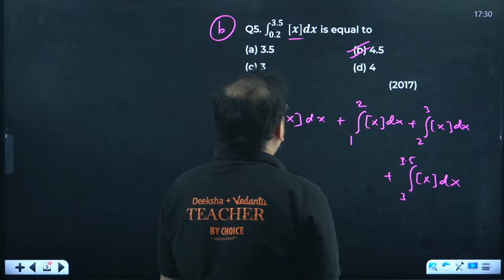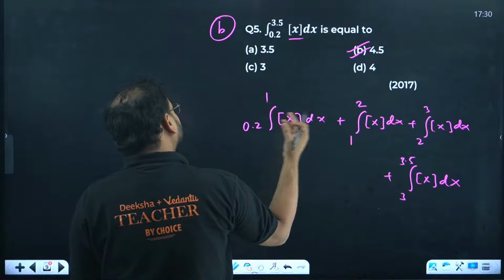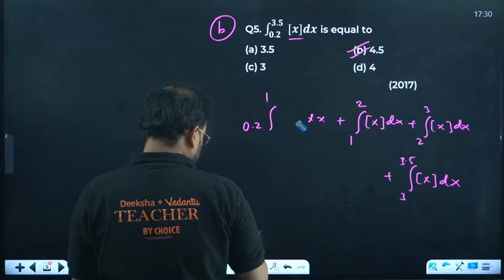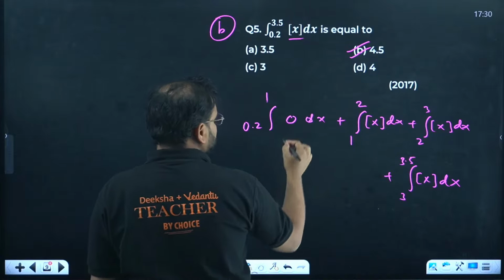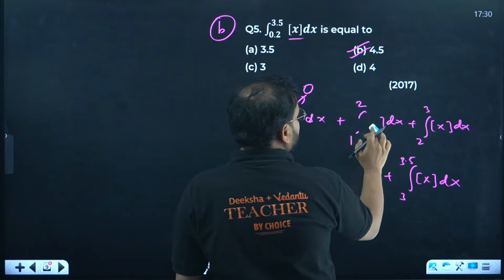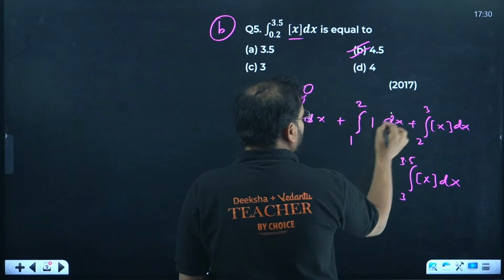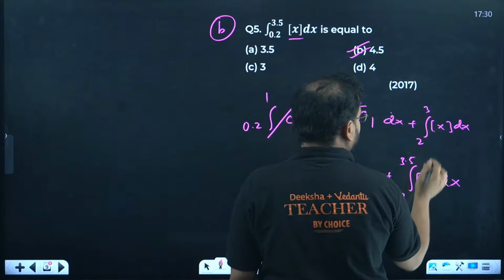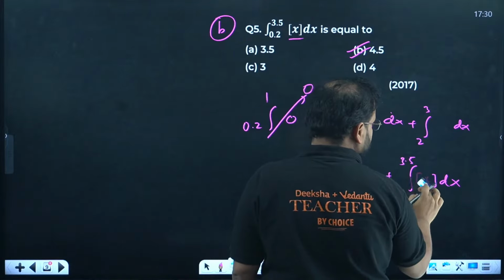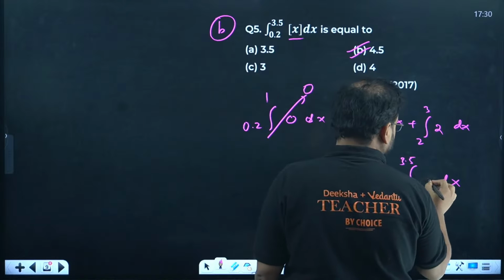Okay. So how about this question? What are we going to do about this? So basically in 0.2 to 1, this x value becomes what? Equal to 0. So I can just replace this by 0 dx. This whole thing is going to be 0 only. Same way over here we can replace this by 1, so this will be 1 dx, because this is going to be 1 for 1 to 2, and over here this value will be what? 2. This will be 3. So we can replace all these. This is 2 and this is 3 dx.